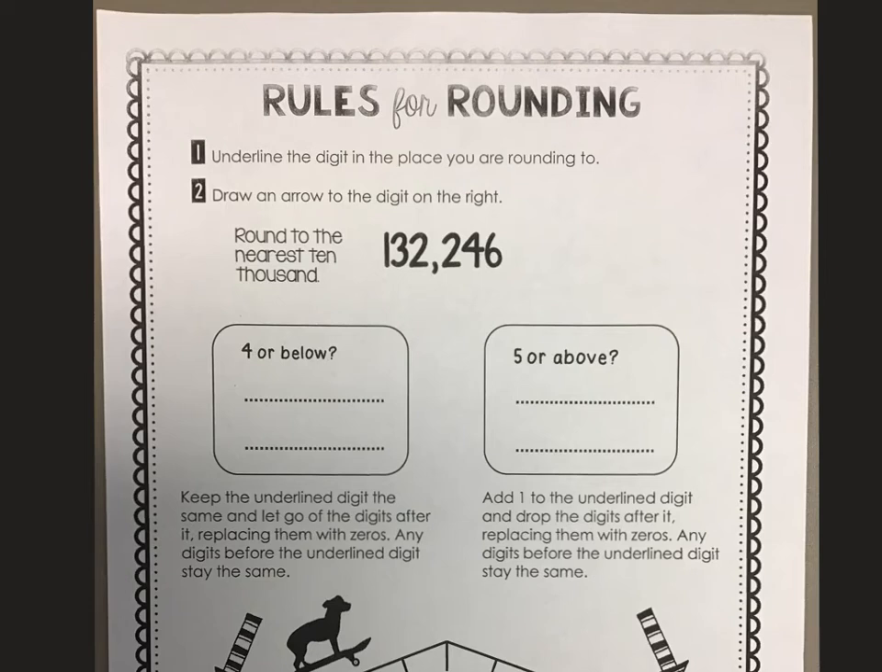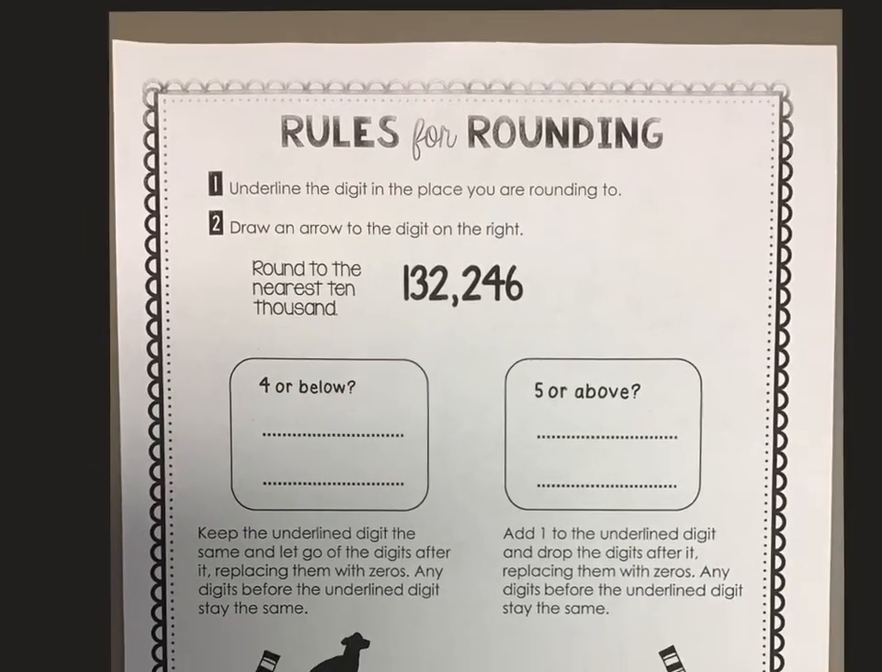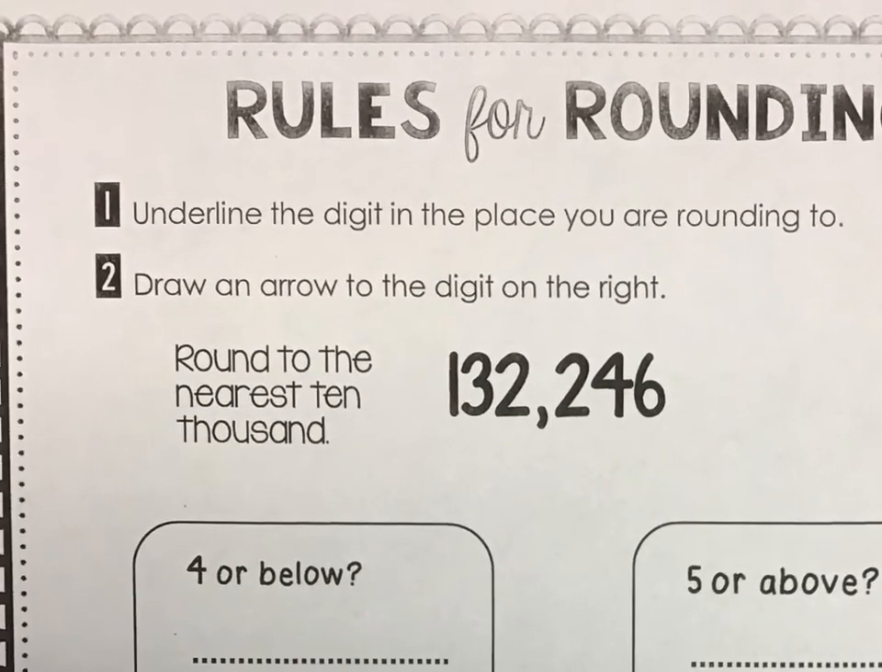All right, guys, so we're going to talk about rounding today, and I'm going to give you some rules to follow when you round. Okay, so let's look at rule number 1. It says underline the digit in the place you are rounding to. So if it's asking you to round to the hundreds place, underline the digit that's in the hundreds place. Okay, remember digits are 0, 1, 2, 3, 4, 5, 6, 7, 8, 9. Okay, then draw an arrow to the digit on the right.